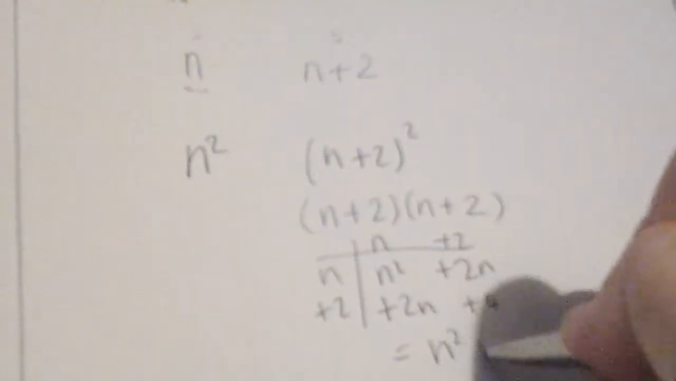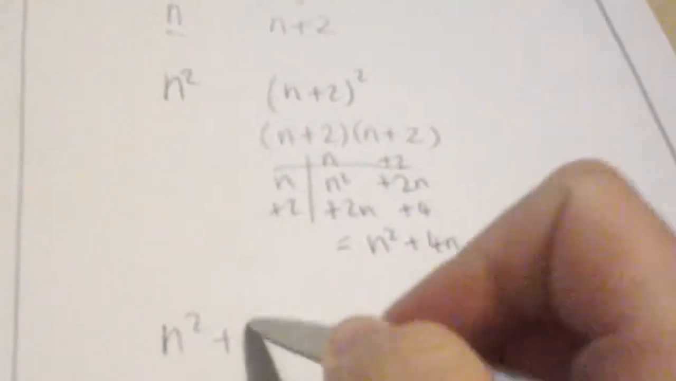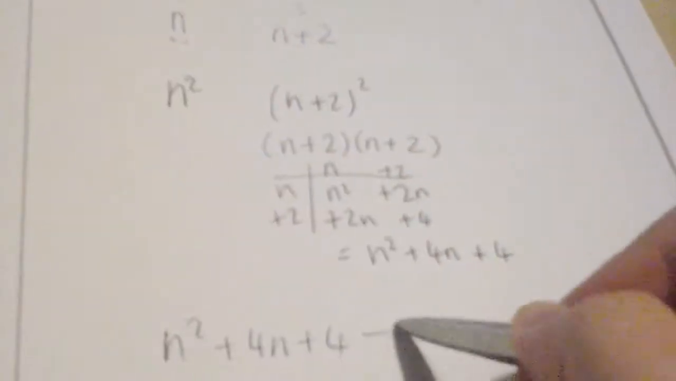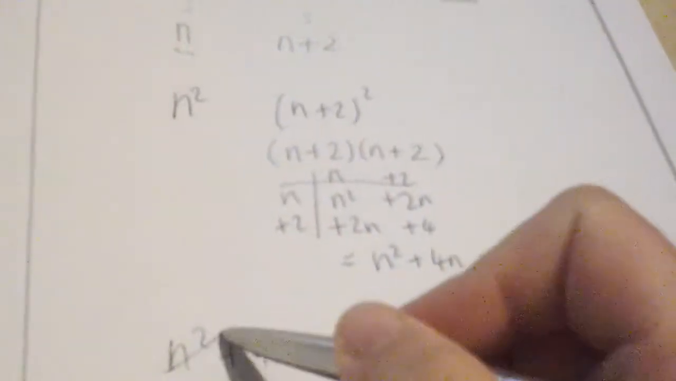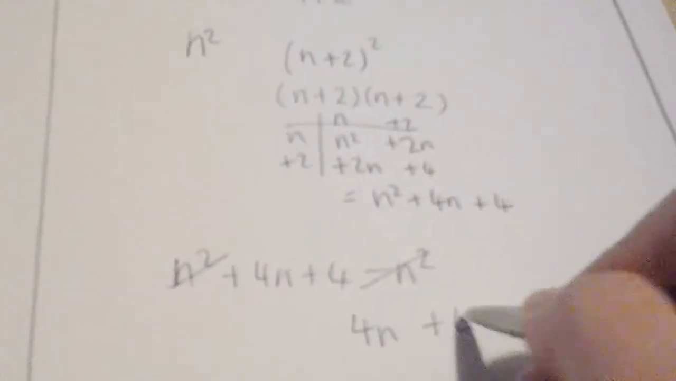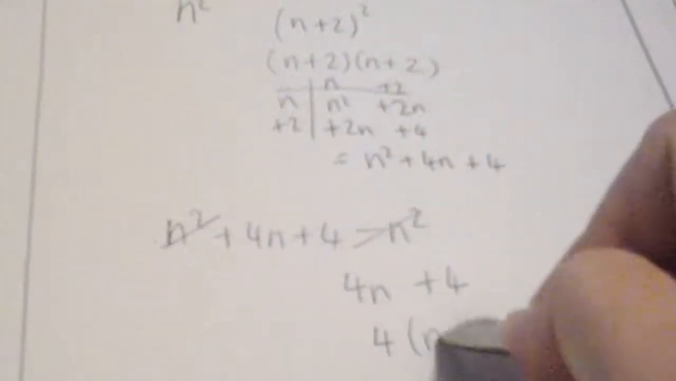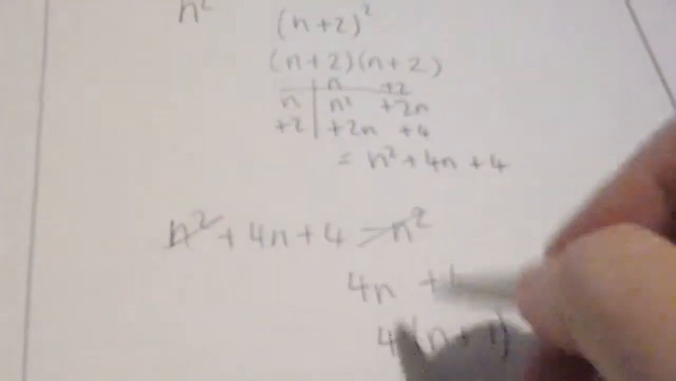I'm going to do a quick good method. n squared plus 2n plus 2n plus 4 is n squared plus 4n plus 4. And then it says the difference between the squares of consecutive numbers, so I need to do one take away the other. So I'm going to do n squared plus 4n plus 4, take away n squared. n squared take away n squared is nothing, so I'm left with 4n plus 4. Now if I factorise that, I can get 4 times n plus 1.